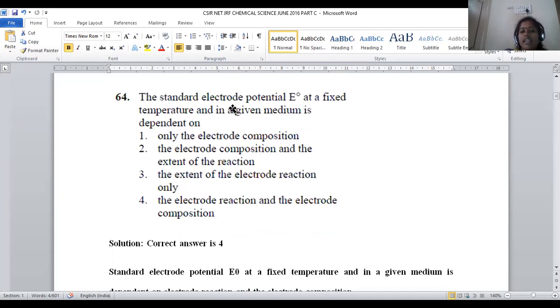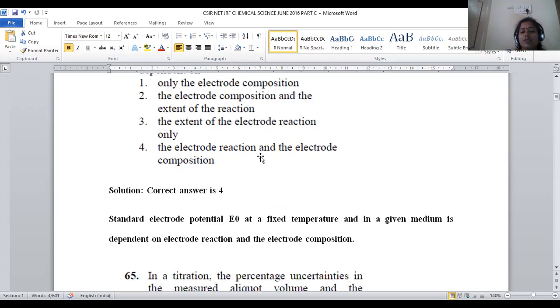It is a part of electrochemistry. The standard electrode potential E0 at a fixed temperature in a given medium is dependent upon what? Standard electrode potential is nothing but the potential calculated from any metal dipped into its own ion solution at 1 molar concentration, 1 atmospheric pressure, and 273 Kelvin temperature. So these standard conditions are to be maintained. At these standard conditions, the electrode potential we determine is denoted as the standard electrode potential.